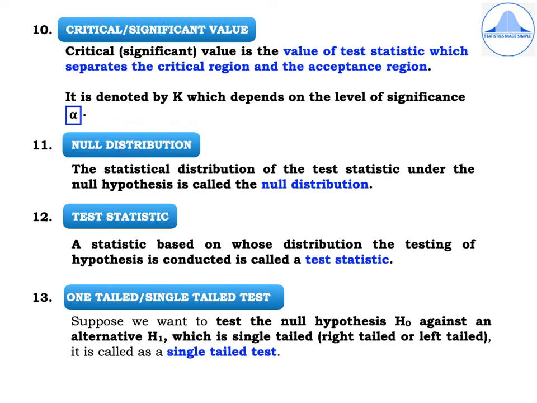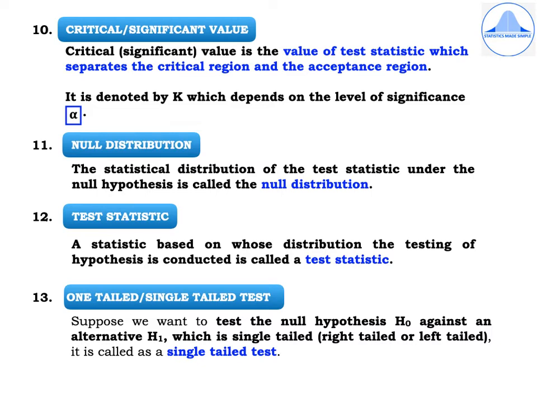The 10th definition is called the critical value or the significant value. It is the value of the test statistic which separates the critical region and the acceptance region, and it is denoted by K, which depends on the level of significance, that is alpha. The null distribution is the statistical distribution of the test statistic under the null hypothesis.